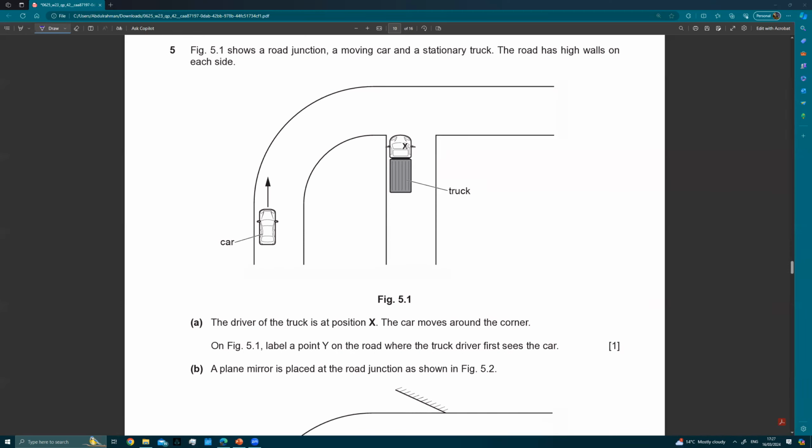Well, for him to see this car, a light ray has to go from the car towards him. And if the car is at any steeper angle than this, he won't be able to see it anymore. Why? Because the light will be blocked by the walls, right? So there has to be a clear straight line path from the car to him. So you'll probably just about see it when the car is somewhere in this position. So now I have to label it Y. The car is appearing to move like this. So we're just going to mark this point Y.